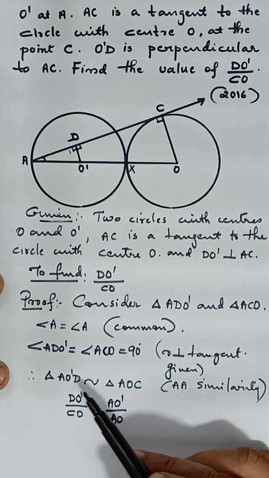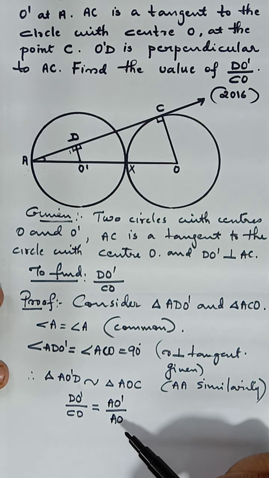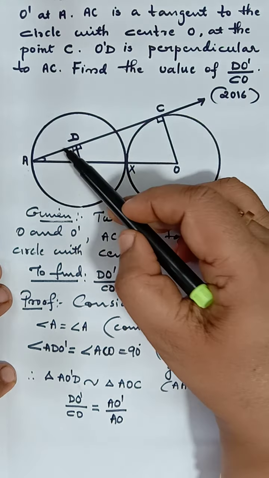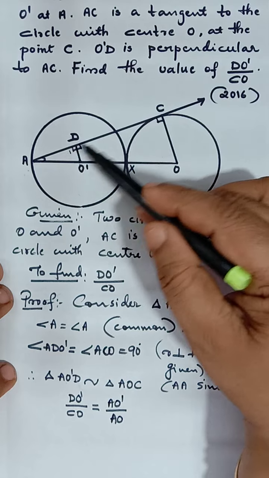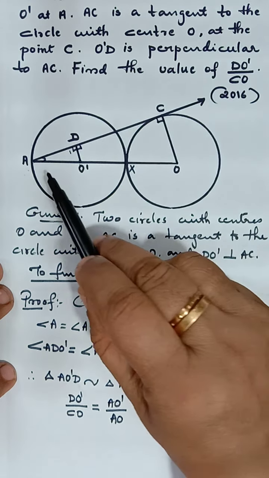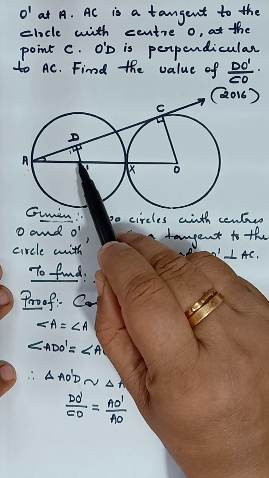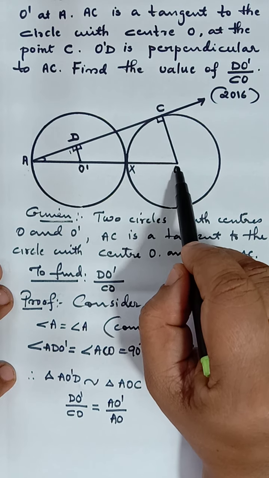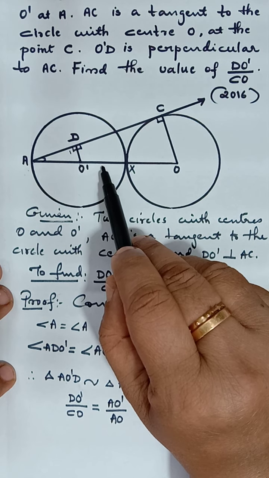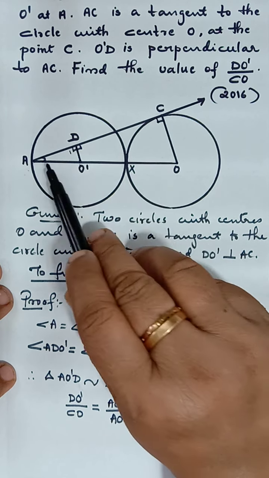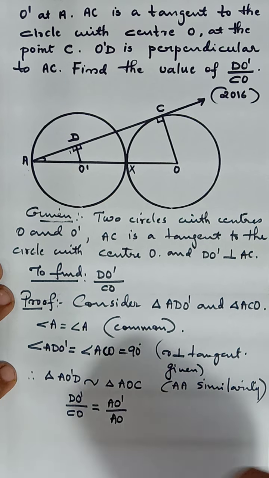One more ratio we can write here, but we are not going to write that. That is the third side, we don't want it because the measurement is not given. Whereas this side AO dash we know is the radius, whereas AO is radius plus one more radius plus one more radius. So this value we will be knowing. That's why we are taking it.